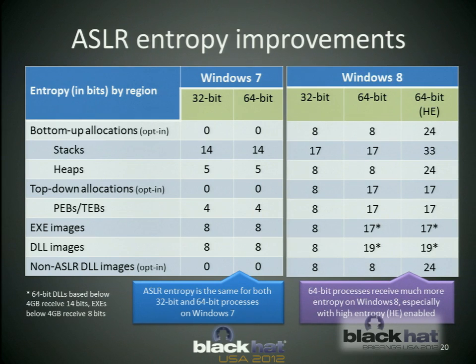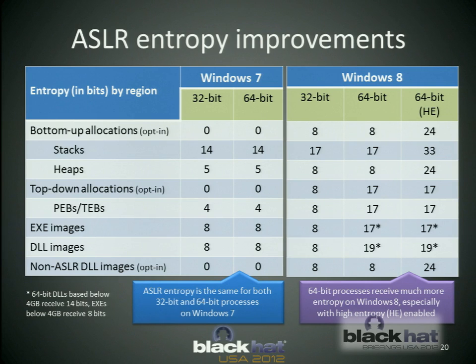So if you look at a 32-bit process that's opted in to bottom-up randomization and has force ASLR on, we've made sure that all of these memory regions have some baseline level of entropy. 8 bits is the minimum. So that means a 1 in 256 chance of guessing correctly.